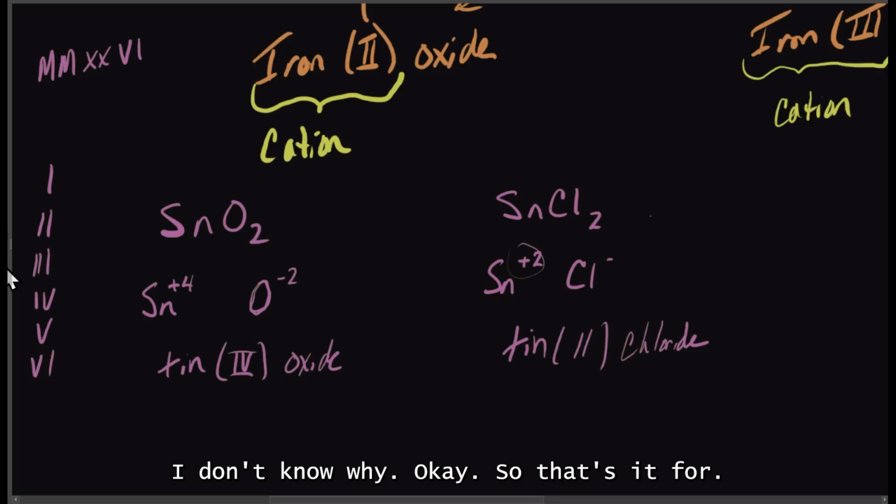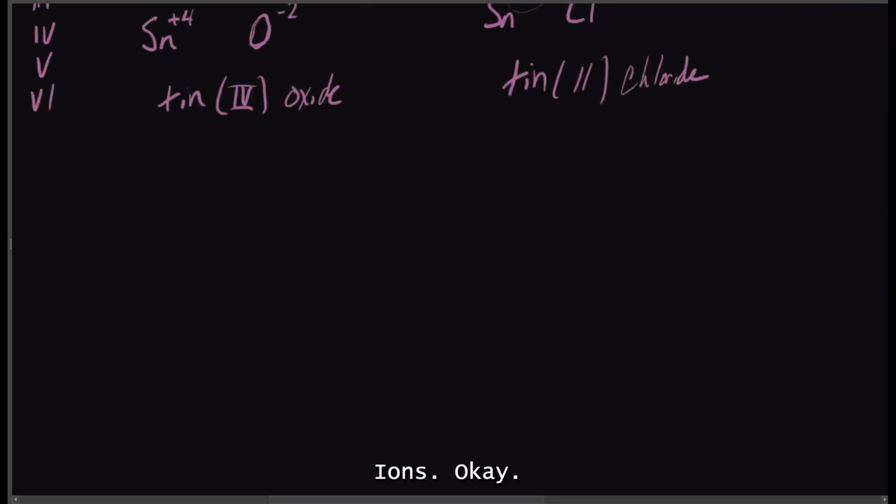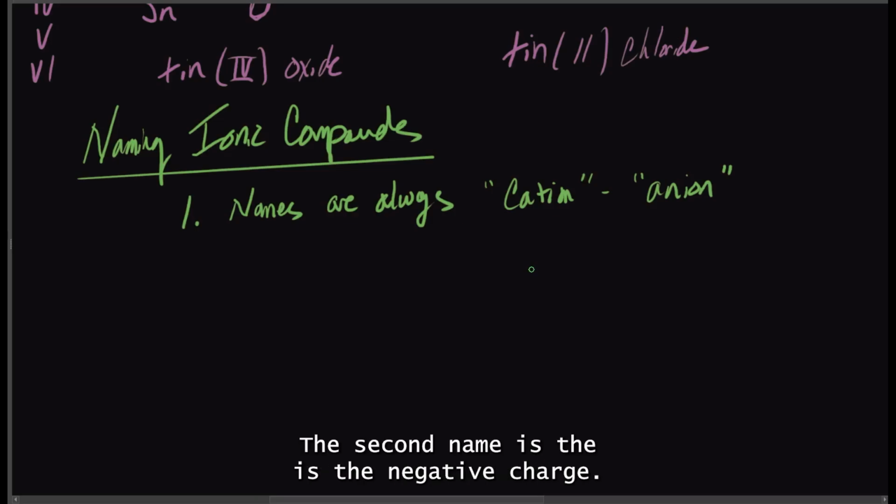Okay, so that's it for transition metals. But we now need to get into names. The next part of this is naming ions. First rule: they are always cation, anion. The first name is the positive charge. The second name is the negative charge.